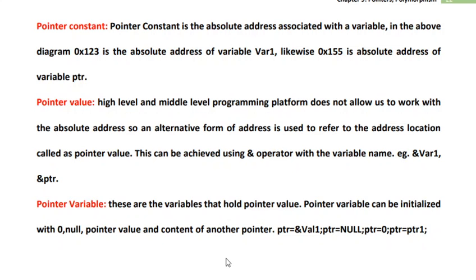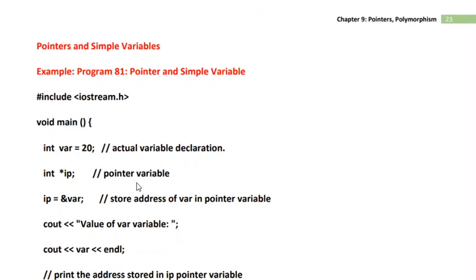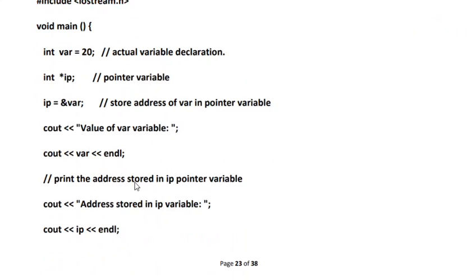We have learned about the relation between a pointer and a simple variable with the help of an example where we declared a variable, declared a pointer, and initialized the address of the variable to the pointer. We accessed the variable using the variable name, and we accessed the variable using the pointer name as well. If we access the variable using the variable name, it's called direct memory access, and if we use a pointer, then it's called indirect memory access.